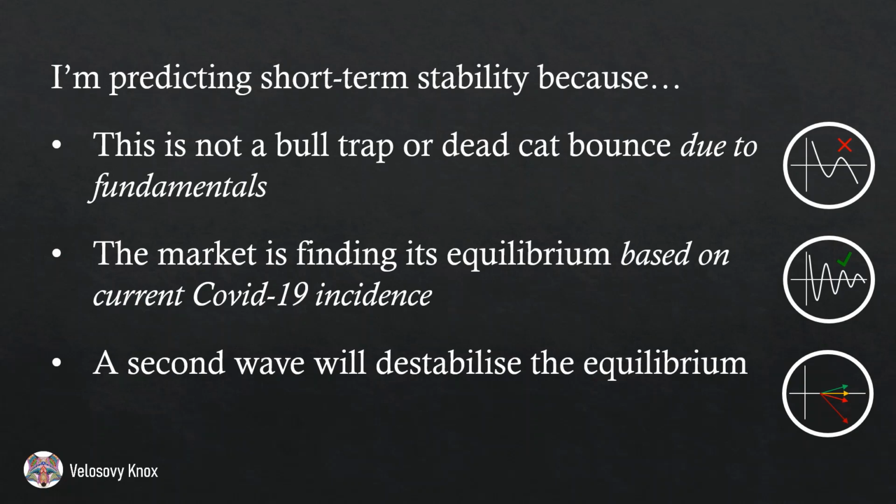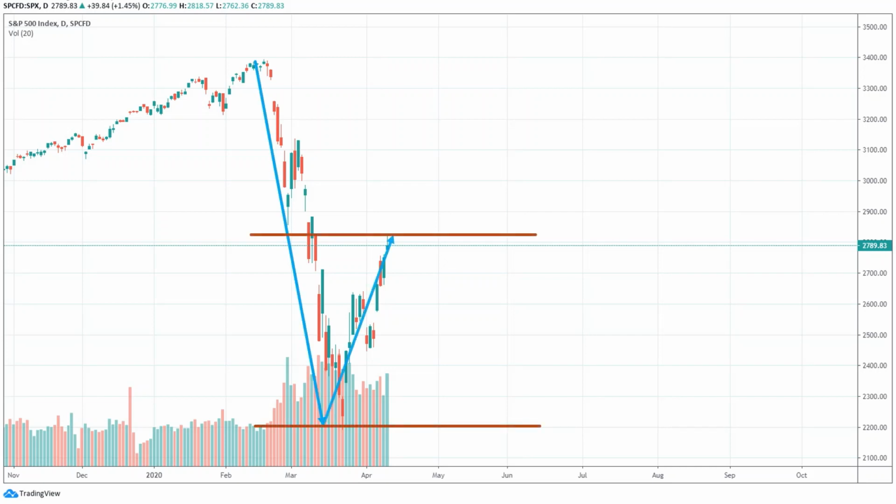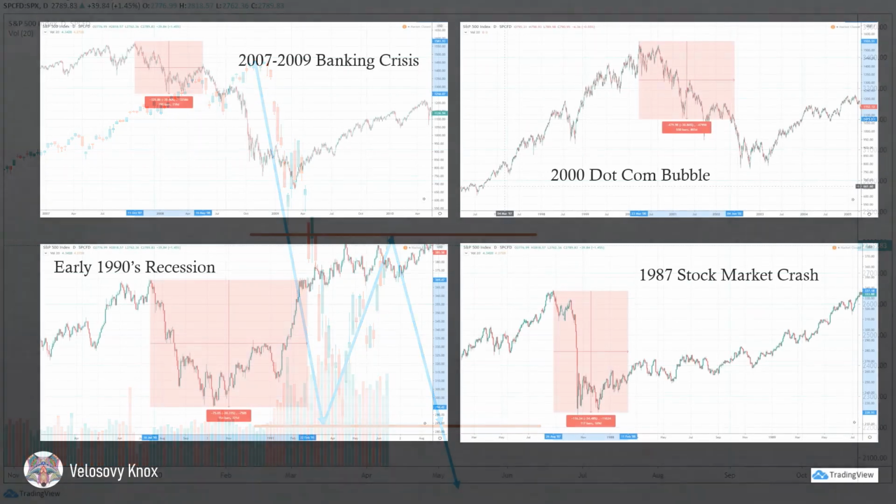Okay, so let's start with an overview of what a dead cat bounce or a bull trap is. So this is the S&P 500 and it's when initially there's a crash, then there's a rally before having a full retracement and further lows. So if you'd like to know more details, let me know and I'll put that in another video. So, what's the rationale behind thinking that there could be a further crash?